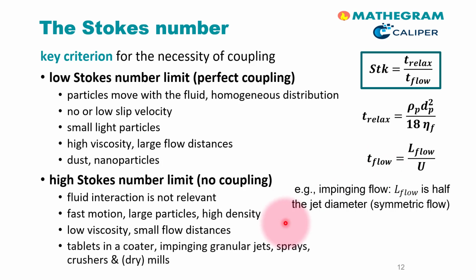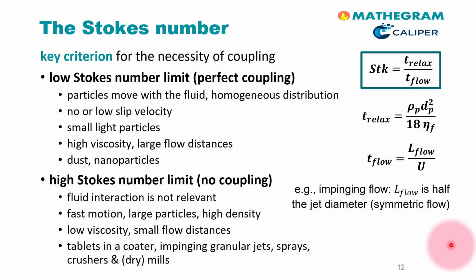Examples in which this no coupling limit is relevant include centimeter-sized tablets in a coater, granular jets impinging on a surface, droplet sprays, or crushers and mills that operate in a dry mode.